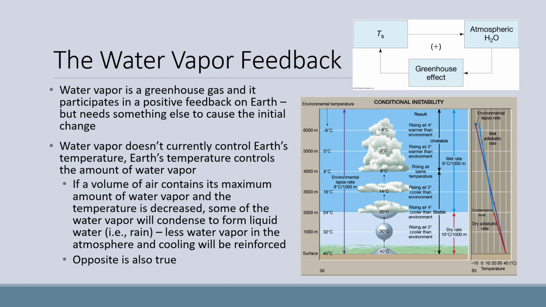So if a volume of air contains its maximum amount of water vapor, and then the temperature is decreased, some of the water vapor will condense to form liquid water, causing rain. That means there will be less water vapor, which is a greenhouse gas, in the atmosphere, and cooling will be reinforced. The opposite is also true. If the temperature of an air parcel increases, then more water will evaporate, meaning that there will be more water vapor, a greenhouse gas, in the atmosphere, and warming will be reinforced.